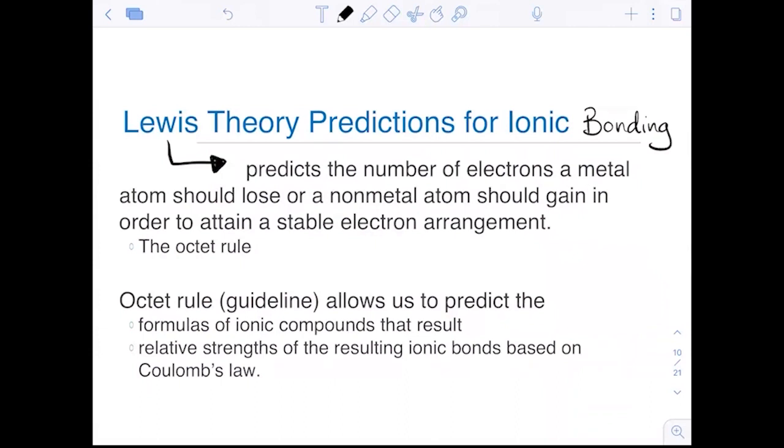Now, the theory behind bonding is called Lewis theory. We're going to start with ionic bonding. We'll get to Lewis theory in covalent bonding. It's a little bit more complex. Ionic bonding is what we're going to start with. What this predicts is the number of electrons a metal atom should lose or a non-metal atom should gain in order to attain the stable electron arrangement. We call this the octet rule. What this is going to mirror is that noble gas electron configuration.